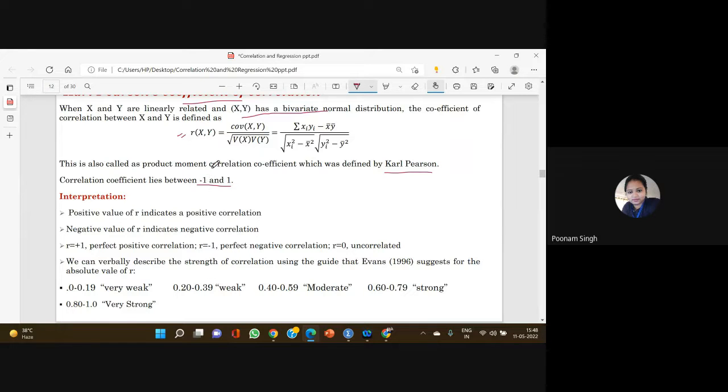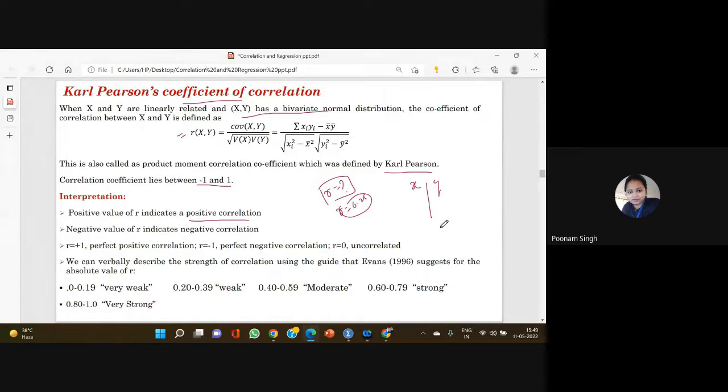Now, how to interpret these results? Suppose x and y are given in your data set, and from the data set you have calculated the value of r. Suppose r comes to be 0.25 or something. How will you interpret the result of your r equal to some value? If the value of r comes to be positive, then it indicates a positive correlation. As I told you, the scatter diagram shows the increasing trend. So if a positive value is there, then positive correlation. Negative value, then negative correlation.